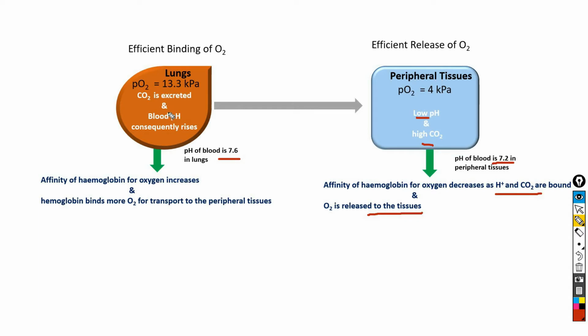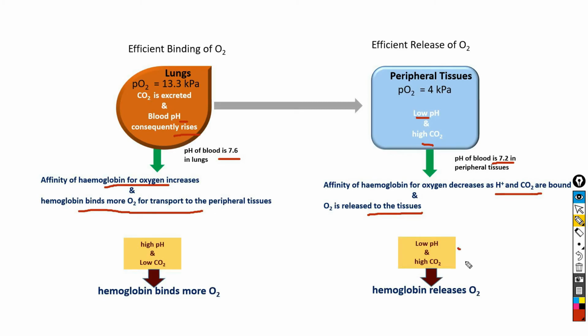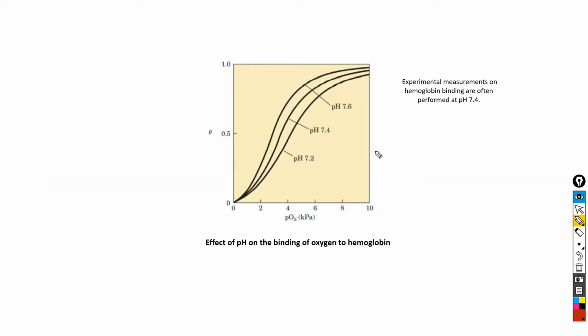Conversely, in the capillaries of the lungs, CO2 is excreted and blood pH consequently rises. Therefore, the affinity of hemoglobin for oxygen increases. As the affinity of hemoglobin for oxygen increases, hemoglobin binds more oxygen for transport to the peripheral tissue. So in conclusion, at low pH and high CO2, hemoglobin releases oxygen, whereas at high pH and low CO2, hemoglobin binds more oxygen. So this figure represents the effect of pH on the binding of oxygen to hemoglobin.